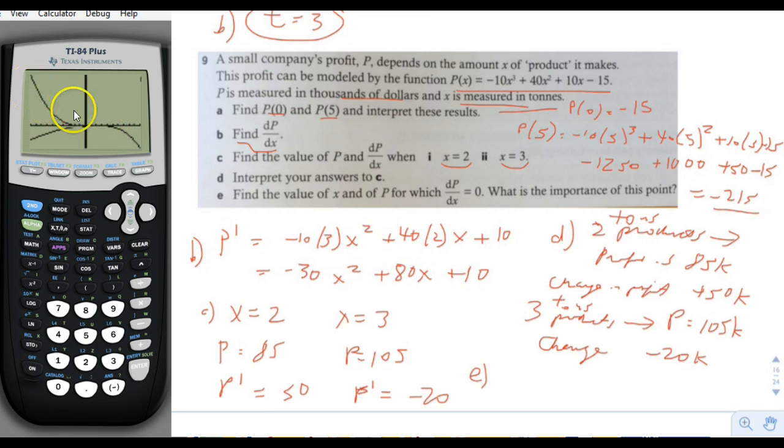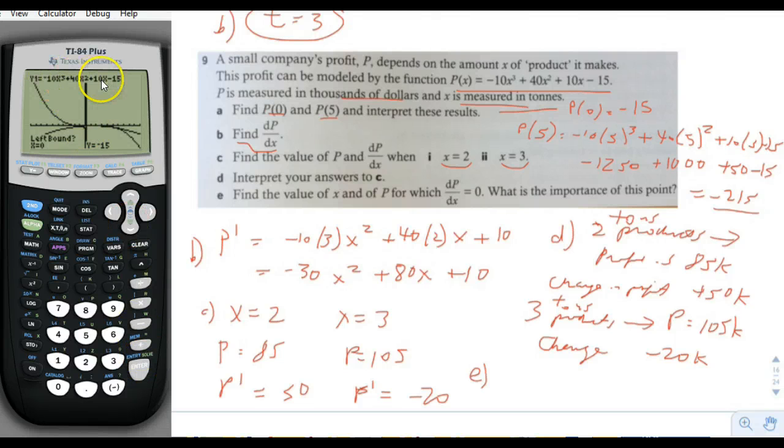All right. So that first one is the function, and then this one, this parabola, is the dP/dx. Okay. So let's see. When does dP/dx equal 0? So we couldn't see it with the table. Okay. So we're going to use the second calc 0 function to find it.